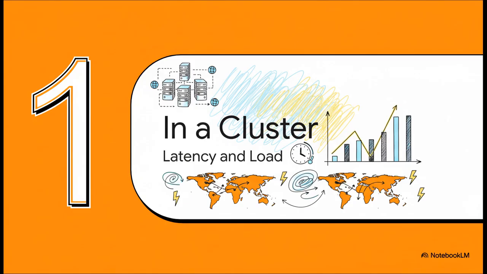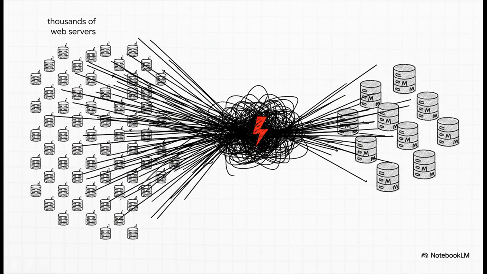And this brings us to the first major hurdle, scaling things out inside a single data center, where the engineers immediately crashed into the problems of latency and load. So the first problem was basically a gigantic network traffic jam. Just picture it, thousands of web servers all trying to talk to thousands of Memcache servers, all at the same time. This all-to-all chatter created a massive bottleneck called in-cast congestion, and it slowed everything right down.